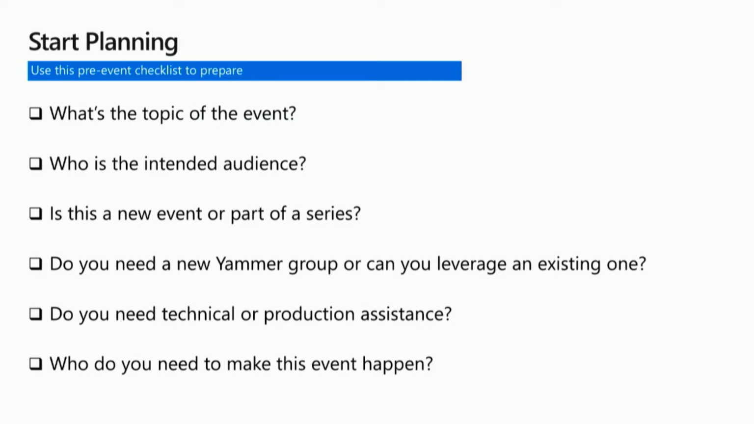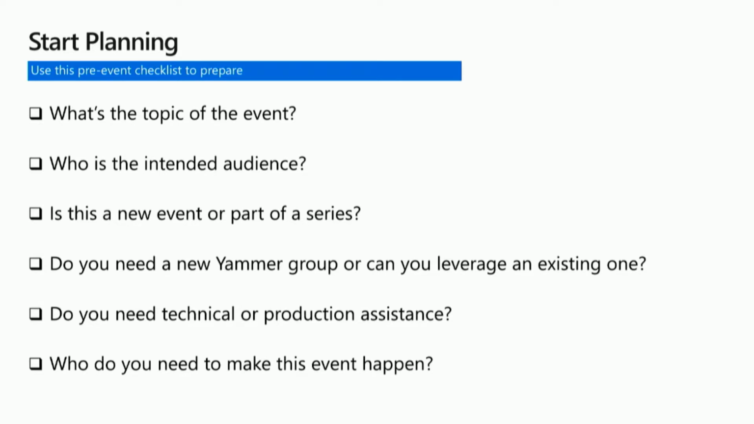Who's the intended audience? Are we talking to our salespeople, or are we talking to our new employees? Is this event a net new event, or is this part of a recurring series? Do you have a dedicated place for this, or do you need a new one? This really will depend on your own communication strategy.